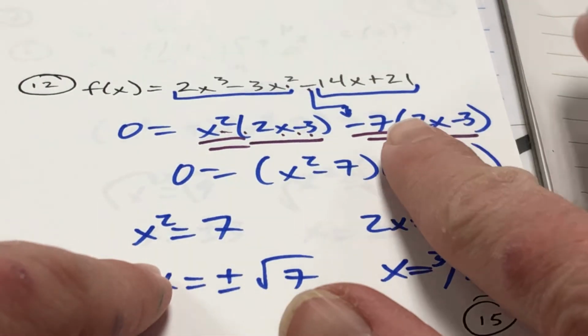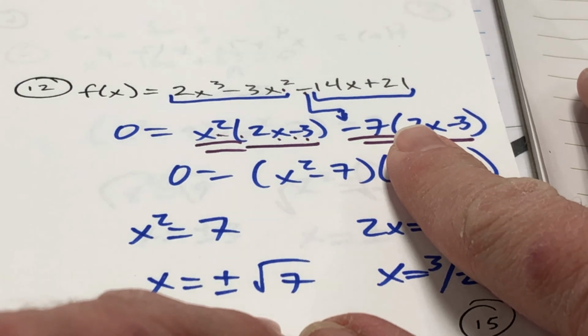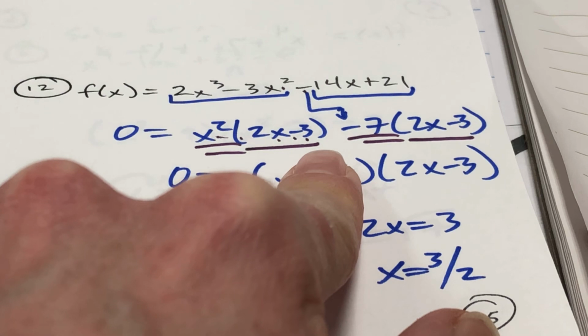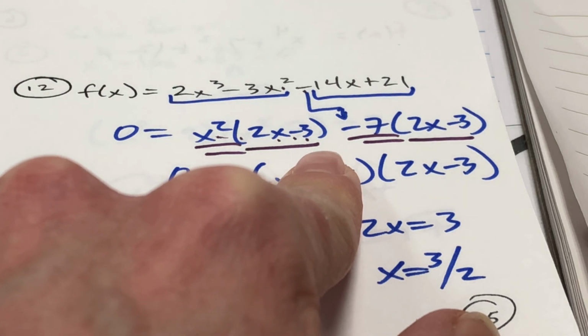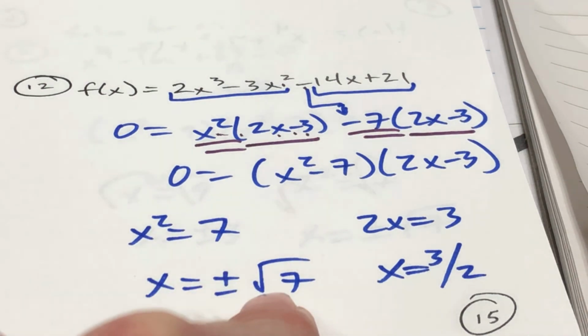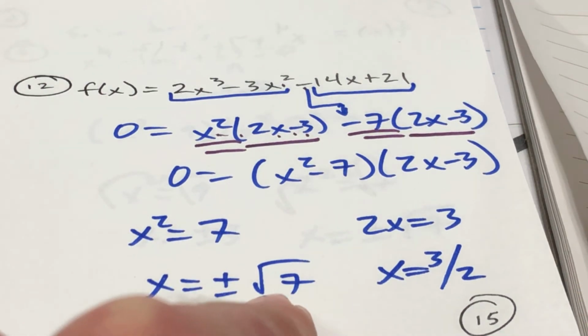All right, set x squared minus 7 equal to 0. Add 7 to both sides. Set 2x minus 3 equal to 0. Add 3 to both sides. Divide by 2. Take the square root, plus or minus root 7.